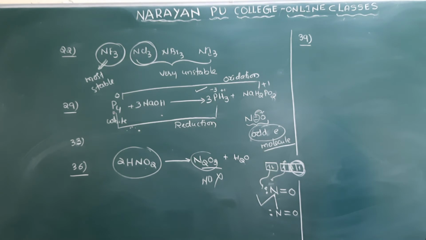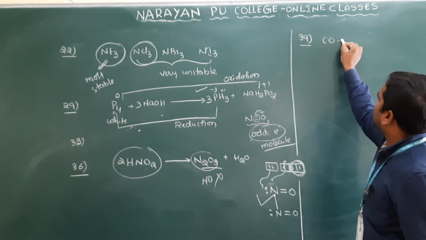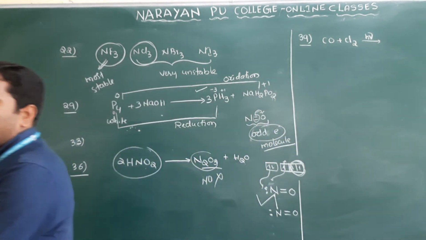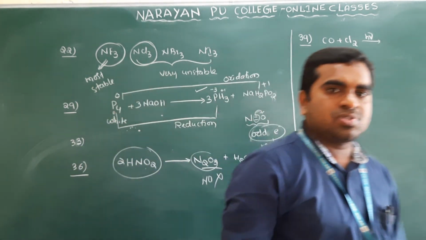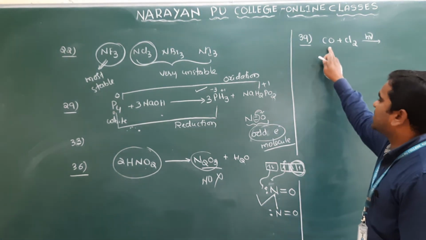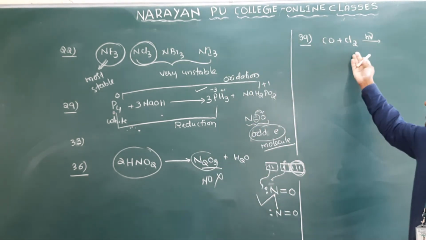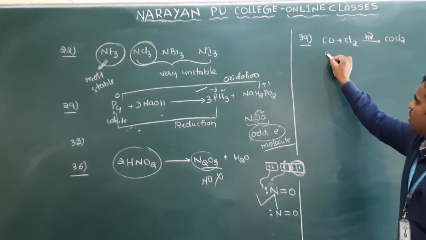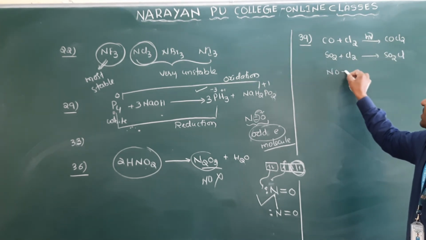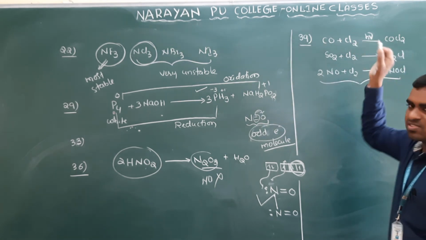When a mixture of carbon monoxide and chlorine is exposed to sunlight, the product formed is CO plus Cl2 in the presence of sunlight. We have discussed this when we discussed the last chemical reactions of chlorine, the addition reactions of chlorine. It is a simple addition, COCl2. We also discussed SO2 plus Cl2 giving SO2Cl2, and NO plus Cl2 giving 2NOCl. All these reactions we have discussed, or not? These are all addition reactions.